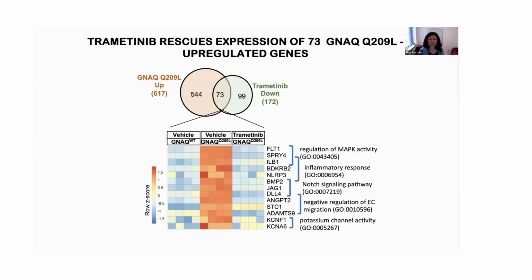To show visibly in a heat map, you can see, for example, those are the GNAQ wild type cells, and we have increase of regulators of MAP kinase activity, inflammatory response, and so many of those then get normalized by trametinib. But it might interest you that while a good number of important genes go back down to normal, we still have a high number of genes that are still upregulated. And in fact, our mice still went on to die.